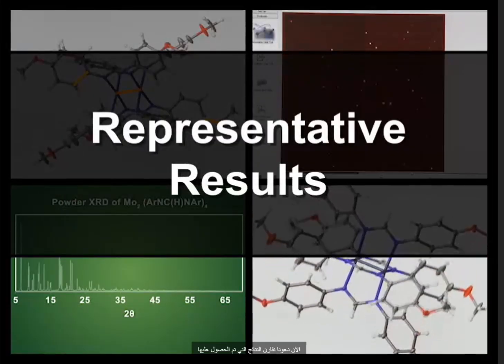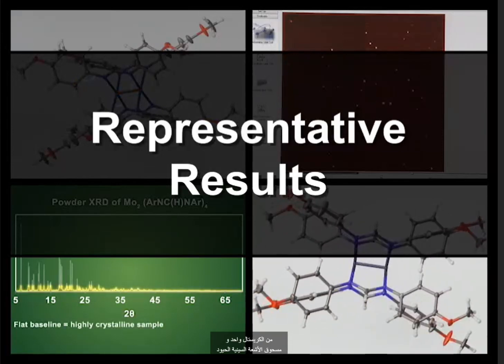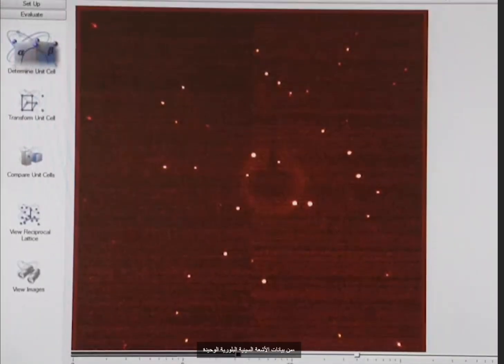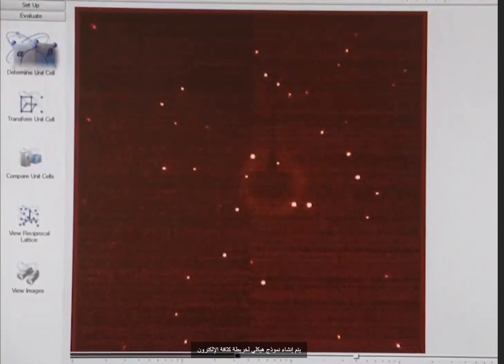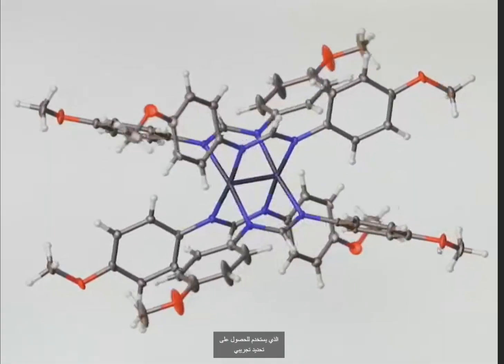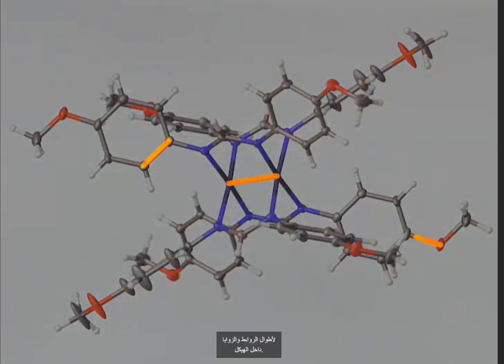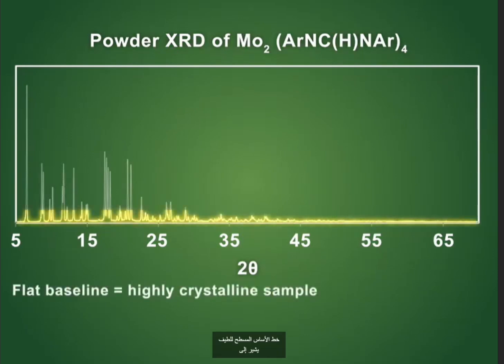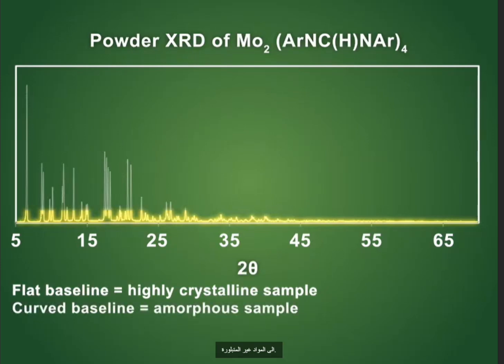Now let's compare the results obtained from the single crystal and powder X-ray diffraction of the organomolybdenum complex. From the single crystal X-ray data, a structural model of the electron density map is generated, which is used to obtain experimentally determined bond lengths and angles within the structure. Furthermore, the powder XRD provides additional information about the compound. The flat baseline of the spectrum indicates that the sample used is highly crystalline, whereas curved baselines are indicative of amorphous materials.